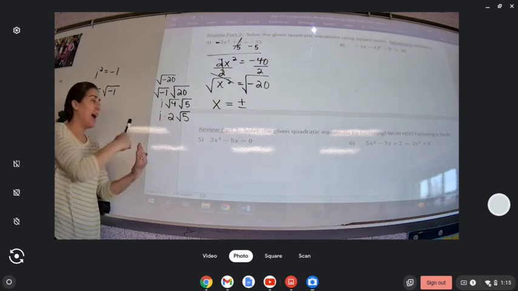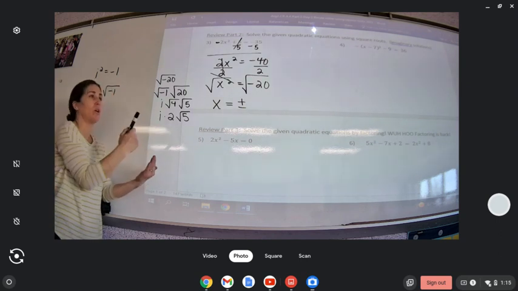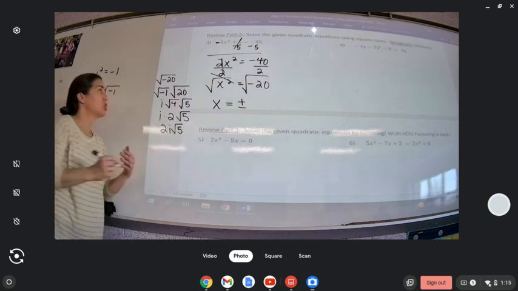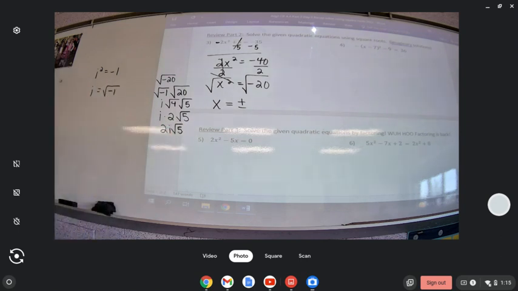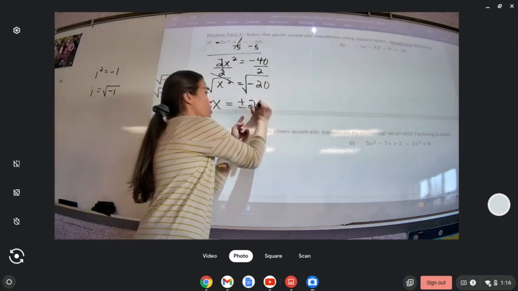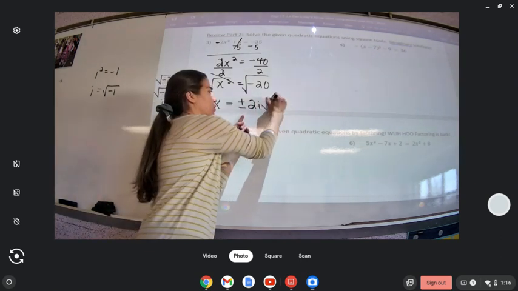So now on the outside, what is i times 2? 2i times the square root of 5. So that's what the square root of -20 is equivalent to. It's 2 times i times the square root of 5. So now throw that in as your answer. It is plus or minus 2 times i times the square root of 5.